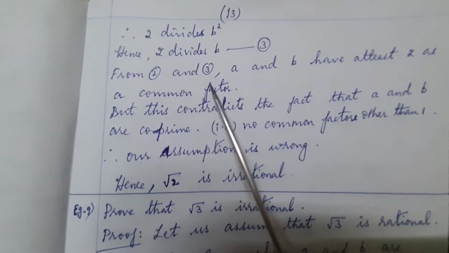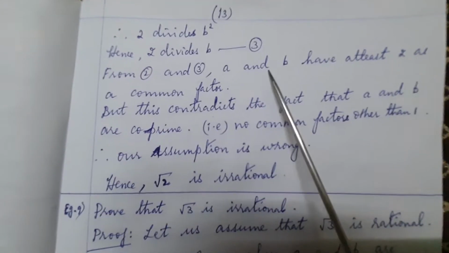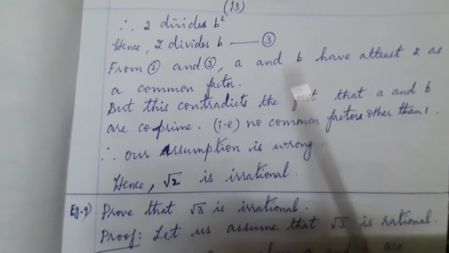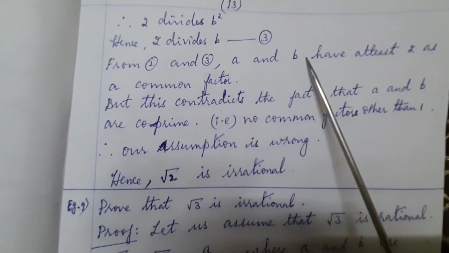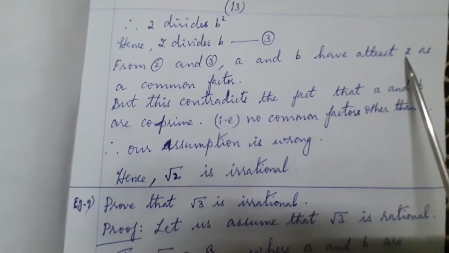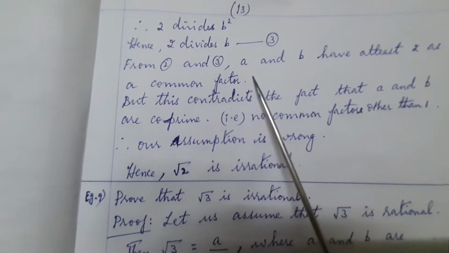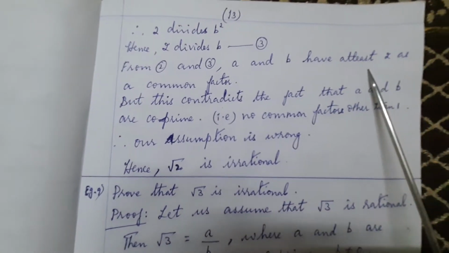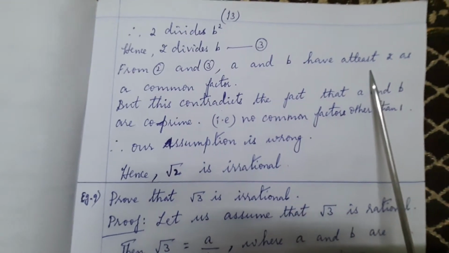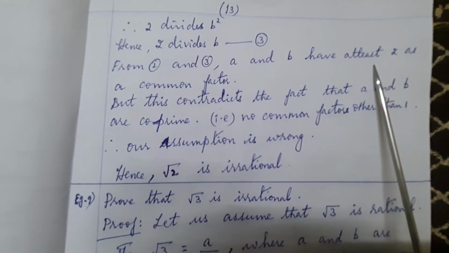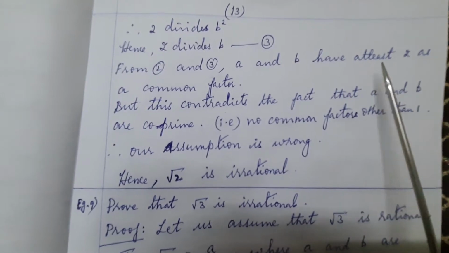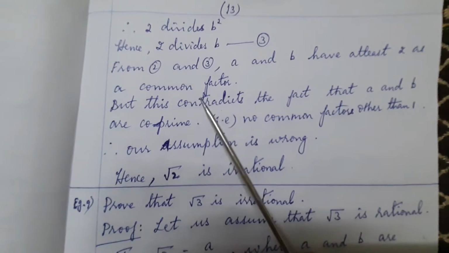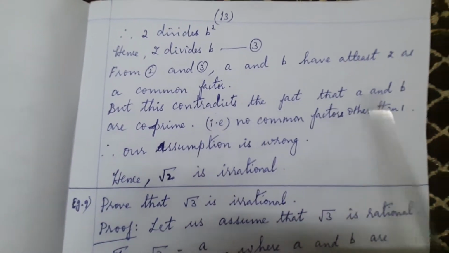Now, the second equation and the third equation when I see, I can find 2 is dividing a square, 2 is dividing b square, which implies 2 divides a, 2 divides b. That means a and b is having at least 2 as a common factor. That means it is having 1 as a common factor and it is having 2 also as a common factor. So, if you get more than one factor in common, is it a co-prime number? No. Co-prime numbers will have only 1 as a common factor. But here we have proved that a and b is having 2 as a common factor. So, this contradicts the fact that a and b are co-prime.